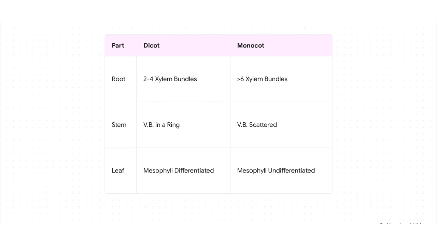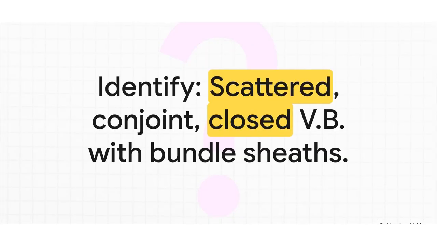For the root, you count the xylem bundles. For the stem, you look at the pattern. And for the leaf, you check the inside filling, the mesophyll. That's all you need to do to identify them. All right, final challenge time. A plant section shows vascular bundles that are scattered, conjoint, and closed. Plus, each one is surrounded by a sclerenchymatous bundle sheath.